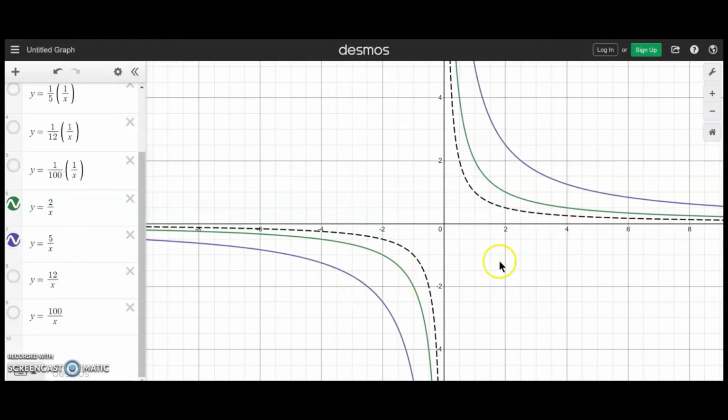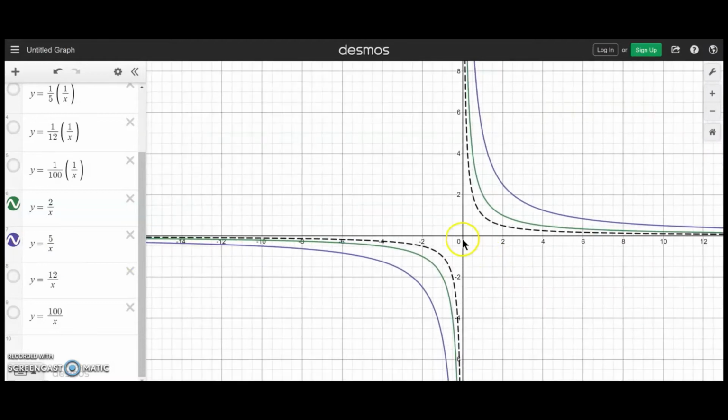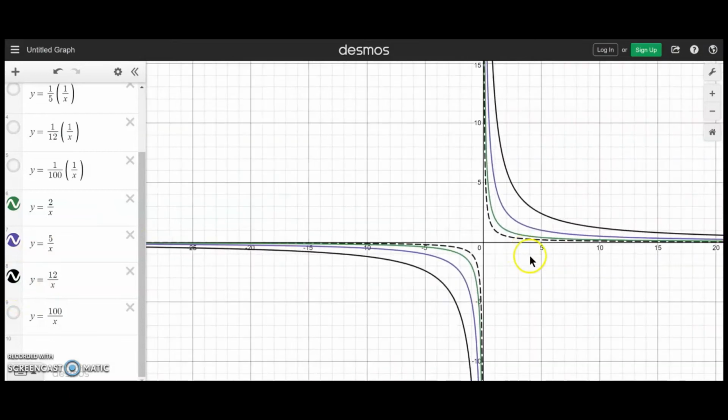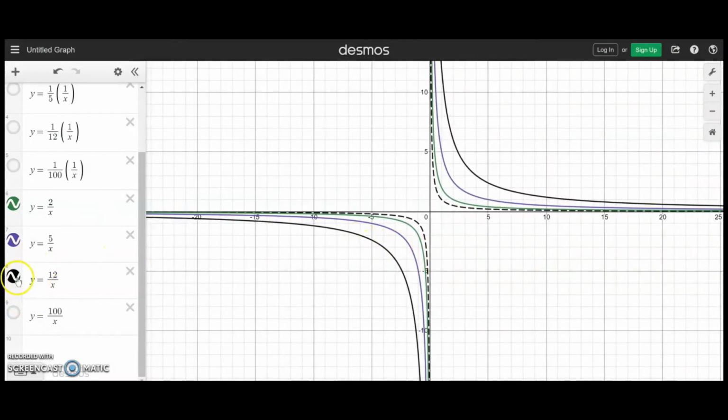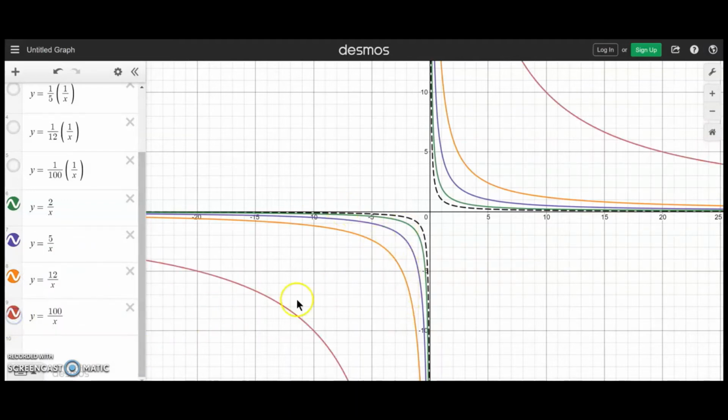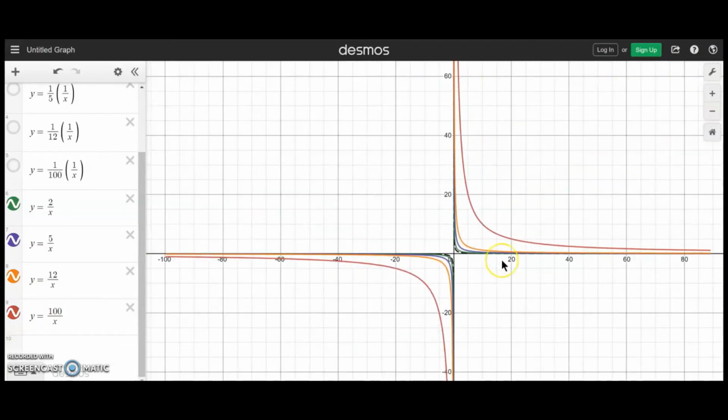So anyway, let's look at another one. If we have 5 over x, look, we're getting even further away from the asymptote. It's basically that the curve is less prominent. It's taking a more shallow dip. Look at 12. Let me change that color so we can get something different that shows up better. So this line, notice the bigger the number gets, the further we're getting away from our asymptote.